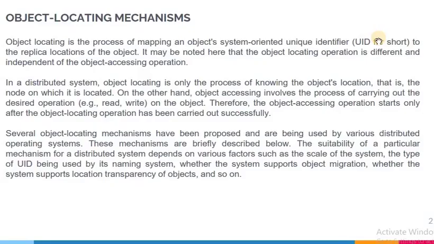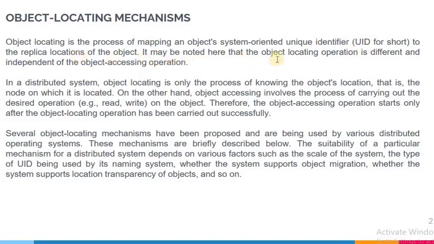First let's go to the paragraphs. Object location is the process of mapping an object's system-oriented unique identifier, which is called UID, basically the name that represents the object, to the replica locations of the object. The process of mapping this UID with the location is basically object locating.